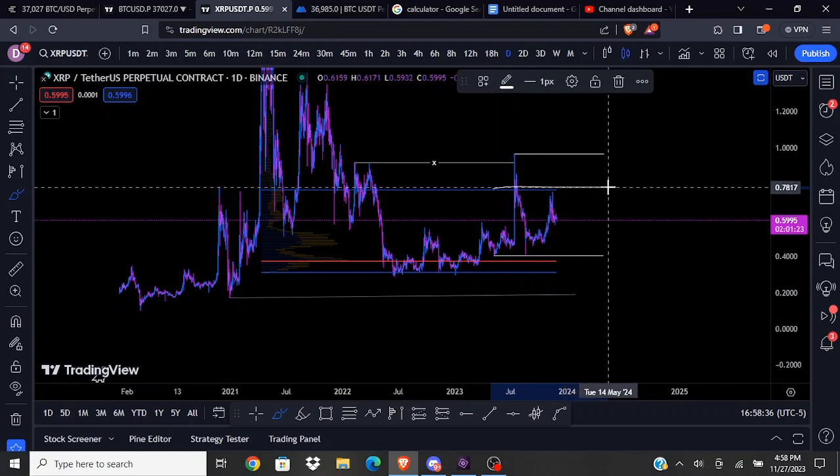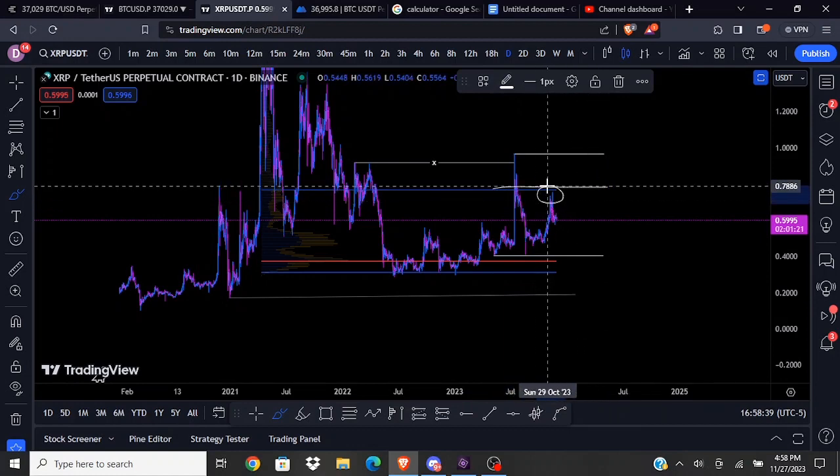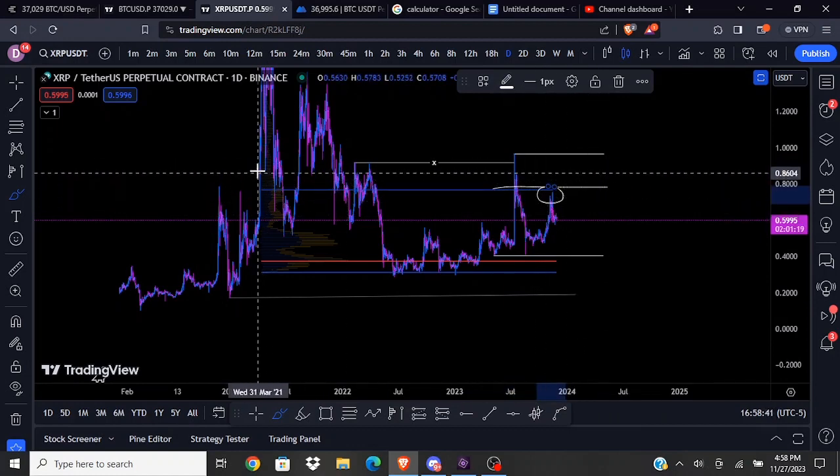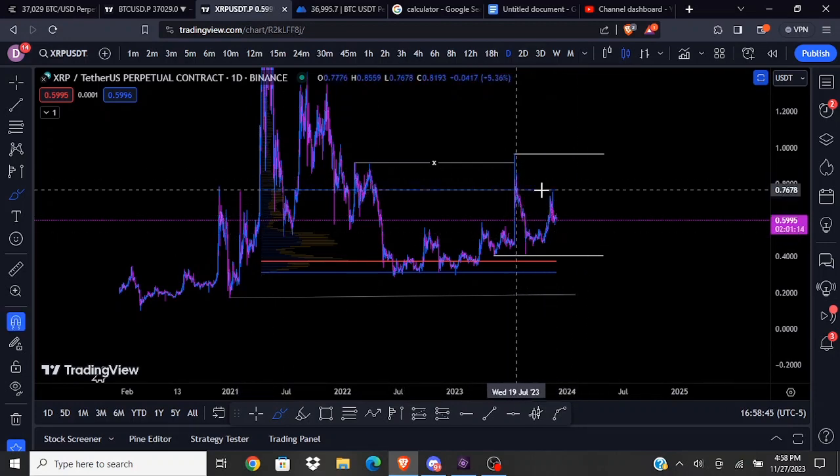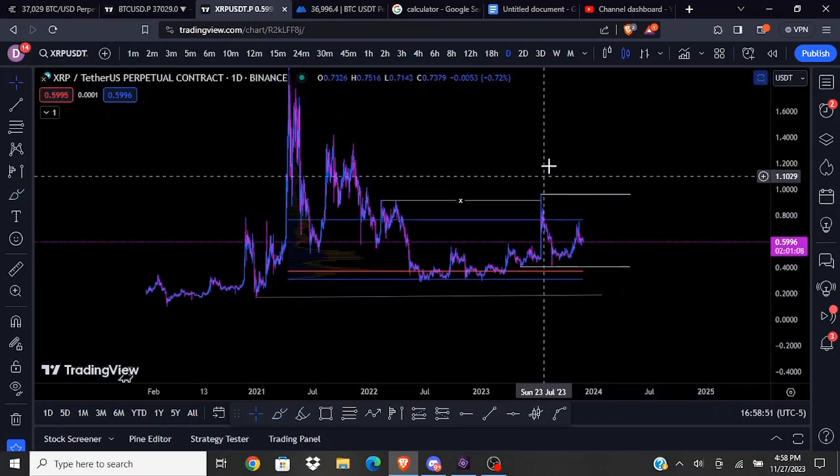The value area high is just above us. We almost came back to back test it. Maybe if I adjust this value area slightly, we did hit off the value area, but we're pretty close to the high of the range. So that is something to note.